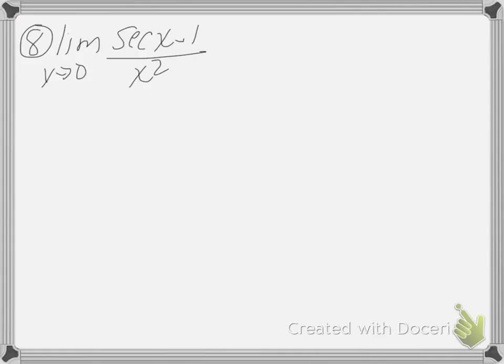Okay, this is number 8, which was probably the most challenging of all the problems. We cannot substitute 0 in there, so we are going to change the form a little bit. Secant is 1 over cosine, so that's my numerator, and here's my denominator.